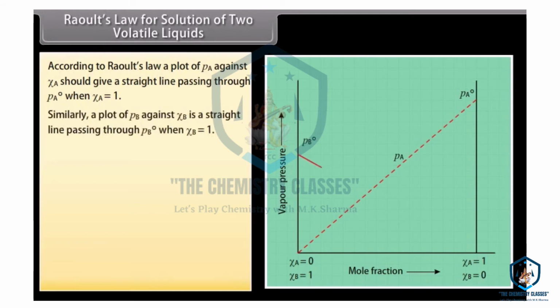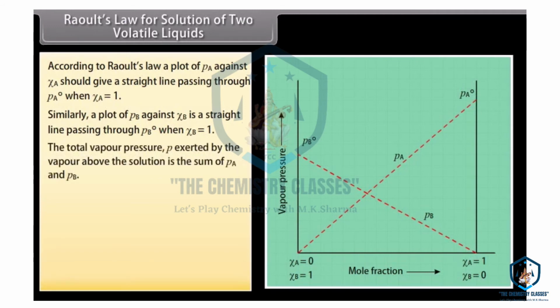Similarly, a plot of PB against XB is a straight line passing through PB naught when XB is equal to 1. The total vapor pressure, P, exerted by the vapor above the solution is the sum of PA and PB. P is equal to PA plus PB.